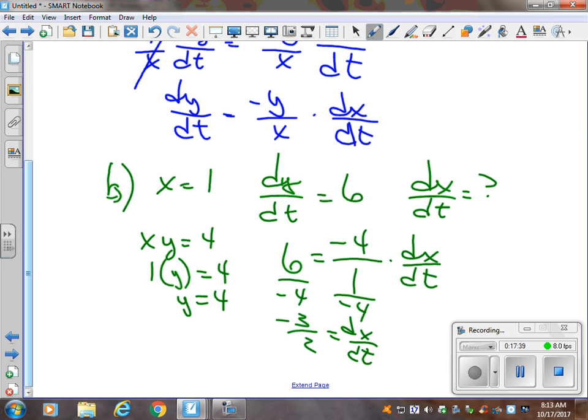Now let's talk about what these two answers mean. So the rate of y is changing by a fairly large amount, 6. And my dx over dt is telling me that this is decreasing by 1.5, while this is increasing by 6. Does that make sense? So my x's are getting smaller while my y's are getting bigger. So it's probably got a negative slope in there somewhere. All right, let's see here.